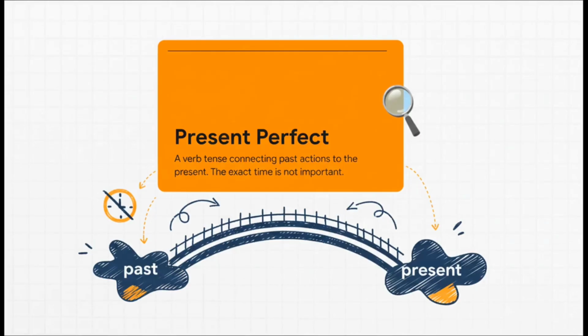And here it is, the big secret. Think of the present perfect tense as a time bridge. Yeah, that's it. It's this amazing tool that literally builds a bridge from an action in the past straight to the present moment. And here's the key thing to remember. With this tense, we don't really care about exactly when something happened. What matters more than anything is its connection to right now.